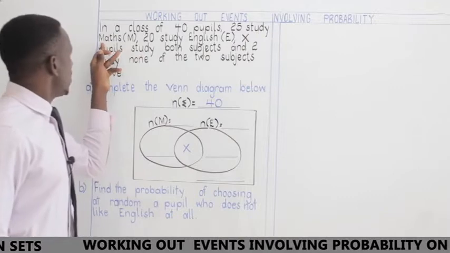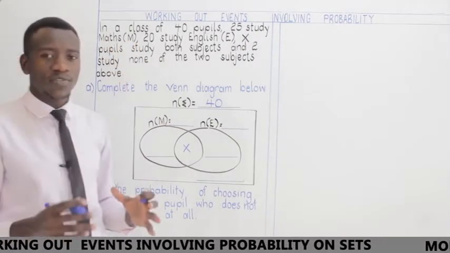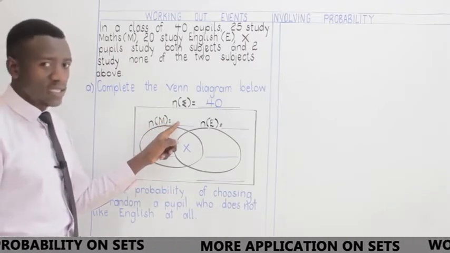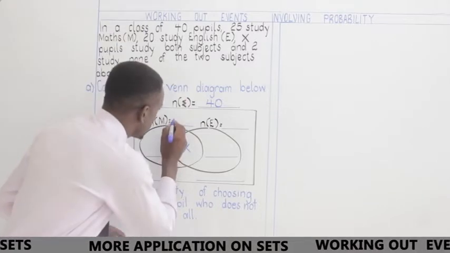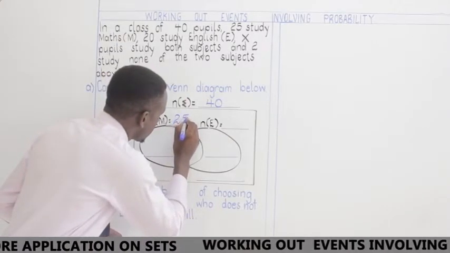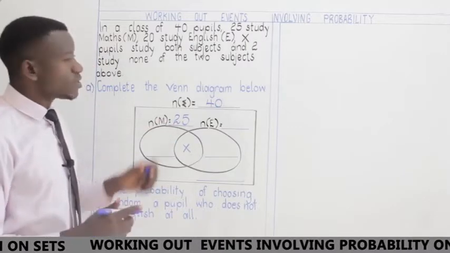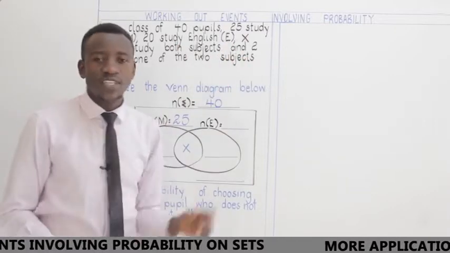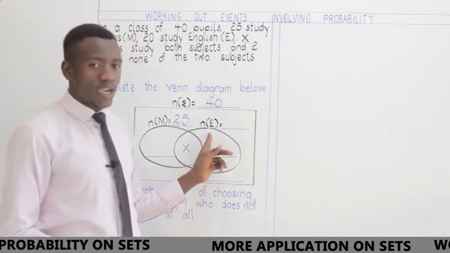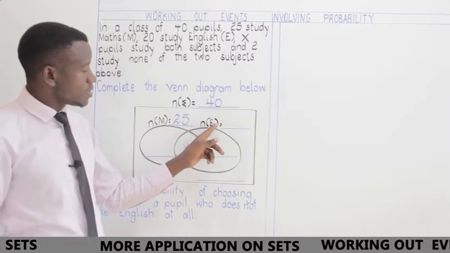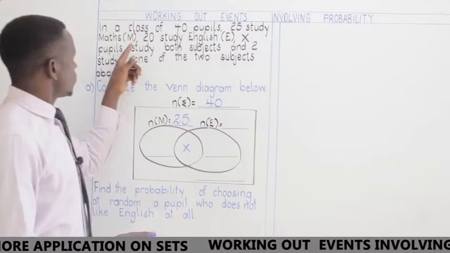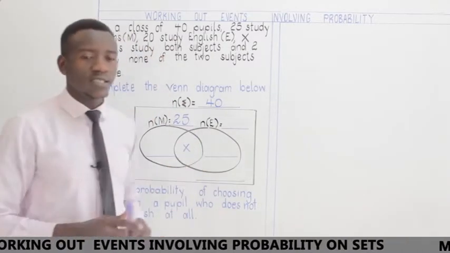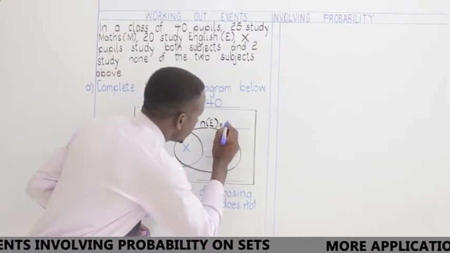25 study math, M, which is mathematics abbreviated with letter M, meaning number of pupils who study mathematics is equal to 25. So we shall fill our 25 here. Then from there, we proceed with our statement. We have 20 study English and is abbreviated with letter E. So we come to our Venn diagram. We have number of pupils who study English is equal to 20, meaning the whole of this set, they study English. So we shall have our 20 here.